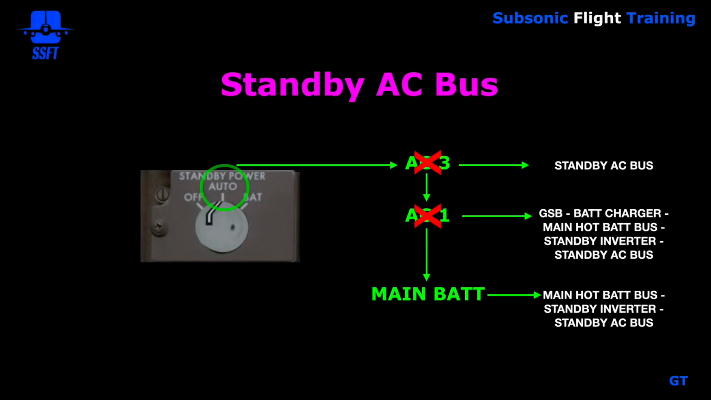If AC3 and AC1 fail, then the main battery will take over and power the main hot battery bus. Again, that's DC power, so it has to go through an inverter to convert that DC to AC. And then once it does that, it can power the standby AC bus. So with that switch in auto, it goes from AC3, if AC3 fails, to AC1. If AC1 fails, the main battery will power the standby bus. Now, this is known as an essential power bus.